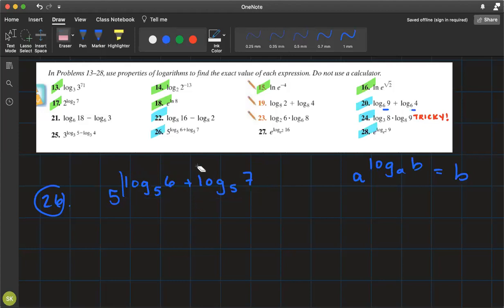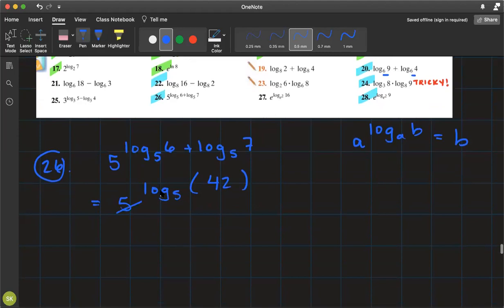So one option you can do, I'm going to show you, is that this is equal to 5 log base 5, 6 over 7. Not 6 over 7, what am I talking about? It's 6 times 7. Because we have addition here. Addition becomes multiplication. Okay, so 6 times 7, what is that? Well, that's 42. So let's erase this and put 42 here. And now I can use this property. I have 5 log 5, so this goes away and we're just left with 42.